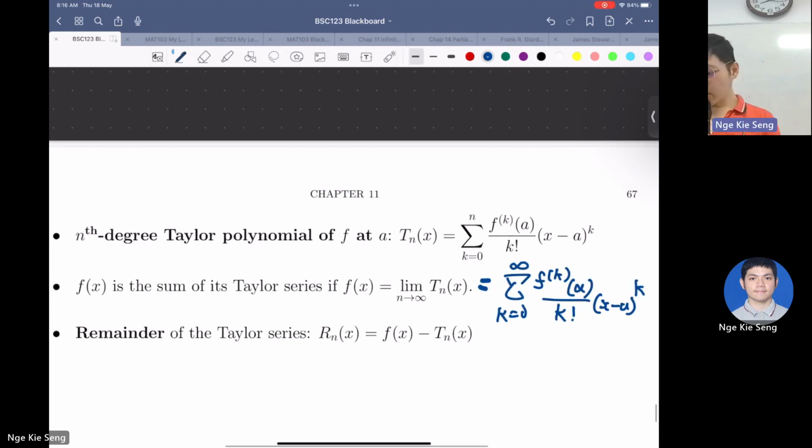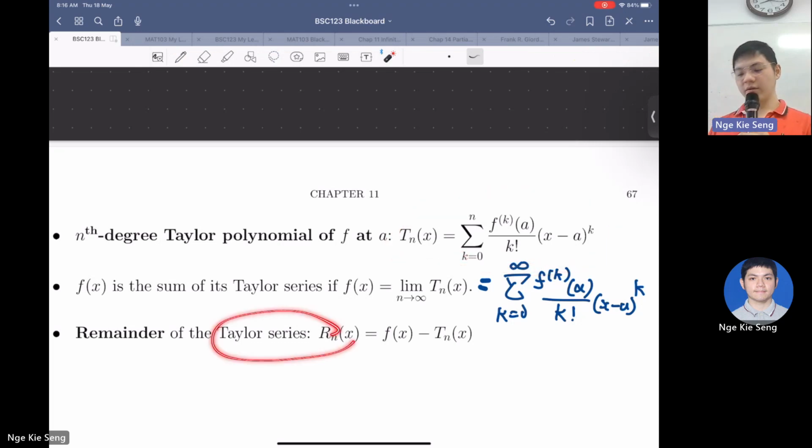Of course, if you stop at any n, there is some difference from the actual function. We call it a remainder. We call the remainder of the Taylor series R_n: you take f(x), the function, minus the nth degree Taylor polynomial. Make sense?